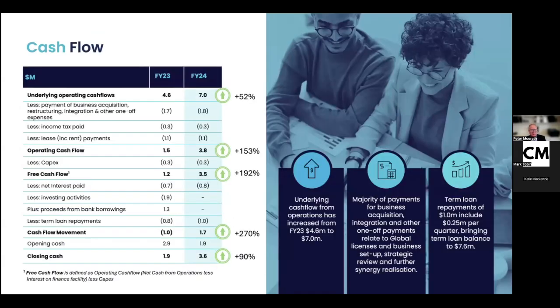Our cash flow table here, we're particularly pleased with the results that we saw with our underlying operating cash flow up 52%. Our operating cash flow, which is after income tax and after lease rental payments, up 150% to 3.8 million. And then you can see we are a CapEx-light business, and that's one of the key attributes of this business. We're not going out and reinvesting or spending more on CapEx each year and significantly impacting our cash flow. What we're seeing is strong operating cash flows and also then a strong free cash flow position. So free cash flow was up 190%, nearly 200% to 3.5 million. And as a result, we had a strong increase in overall cash within the year.